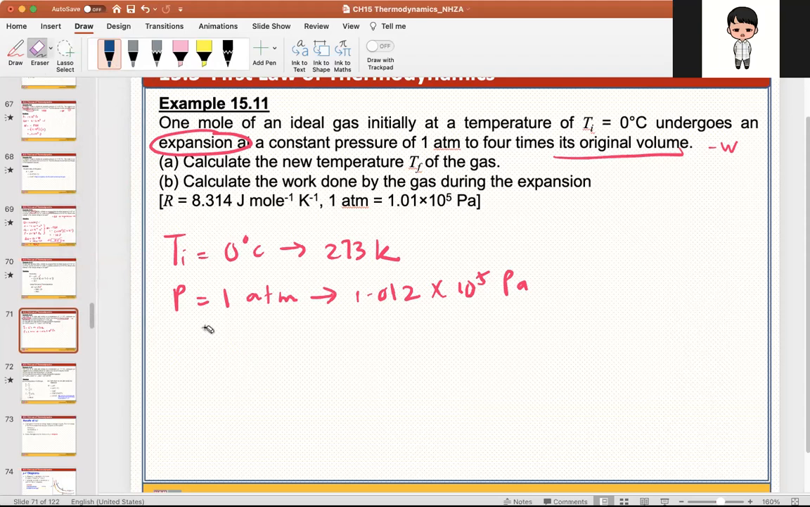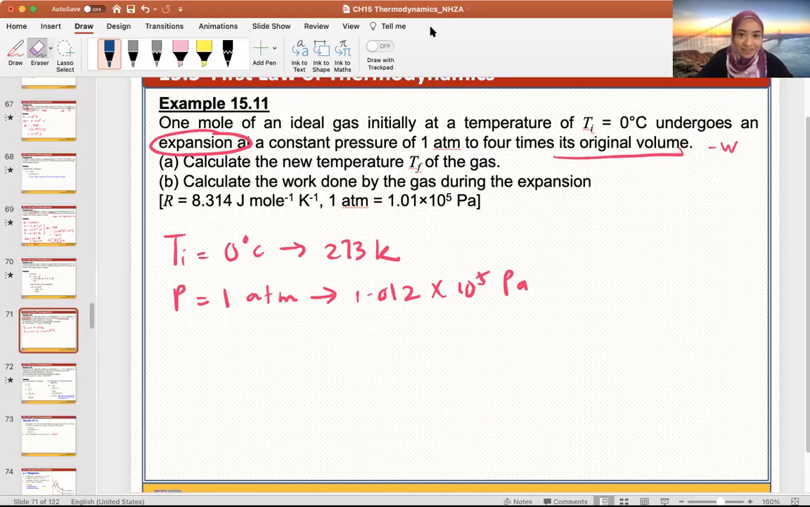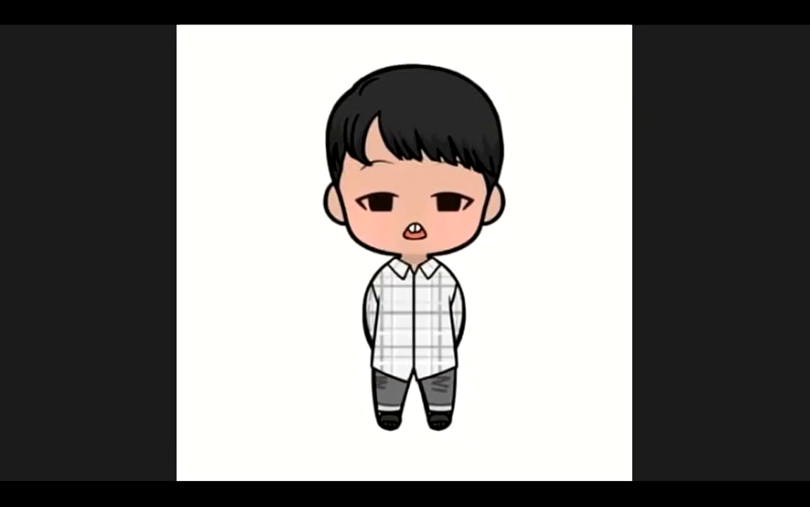Doctor, can we know the final answer? Final answer. Sekejap. Nanti saya kena tengok solution. Saya pun tak tahu. Tak nampak. Stop share sekejap. So the answer for A is 1092 Kelvin. For B, minus 6.81 kilojoule. Okay, let me write that down.